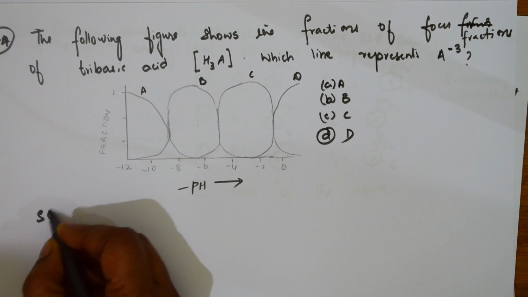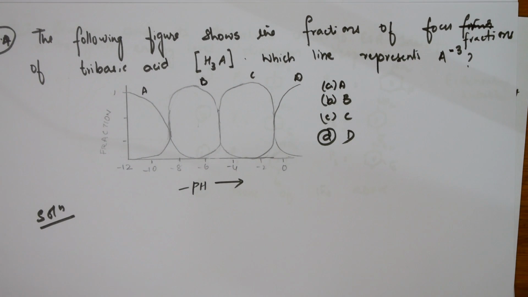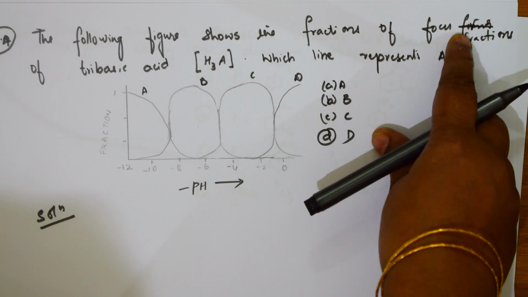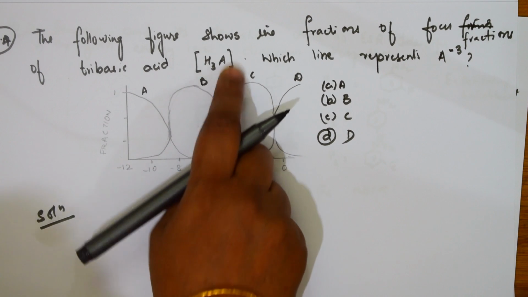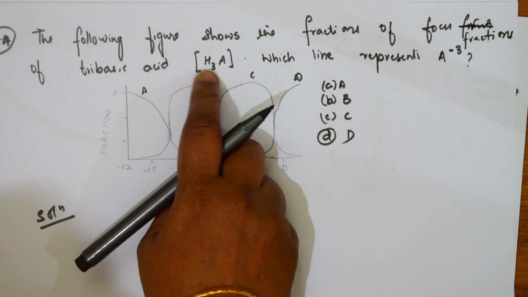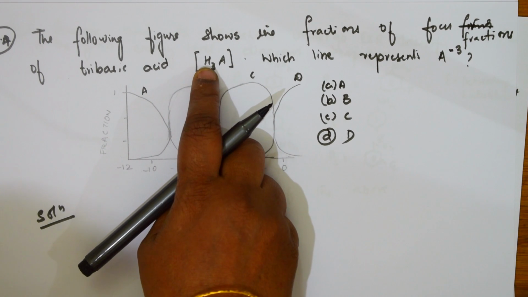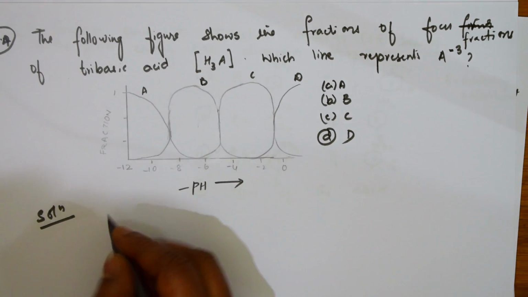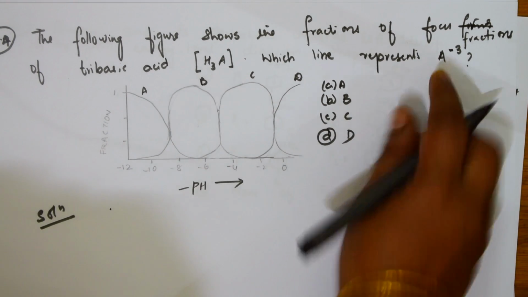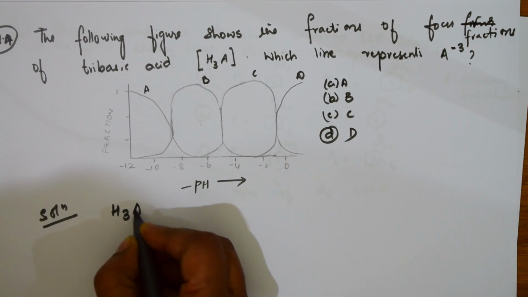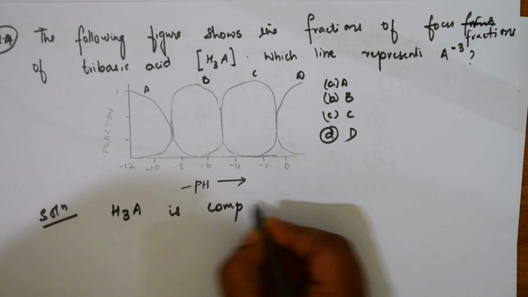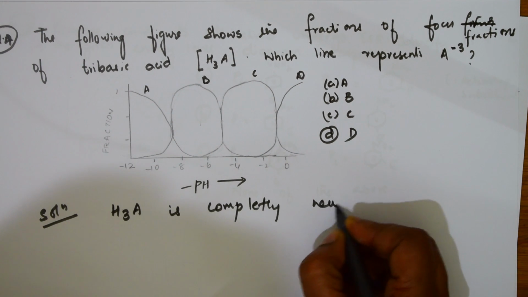So when such things are given to you, first of all, you should remember one important clue. Fraction of A minus 3 will be highest when H3A, the tribasic acid, that is with 3 hydrogens, is completely neutralized in solution. So the first important thing is this value will be highest when H3A is completely neutralized.